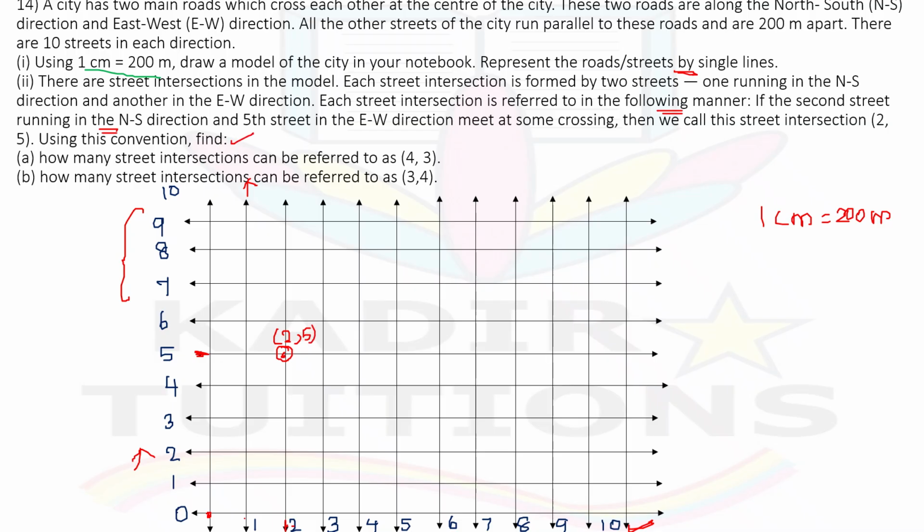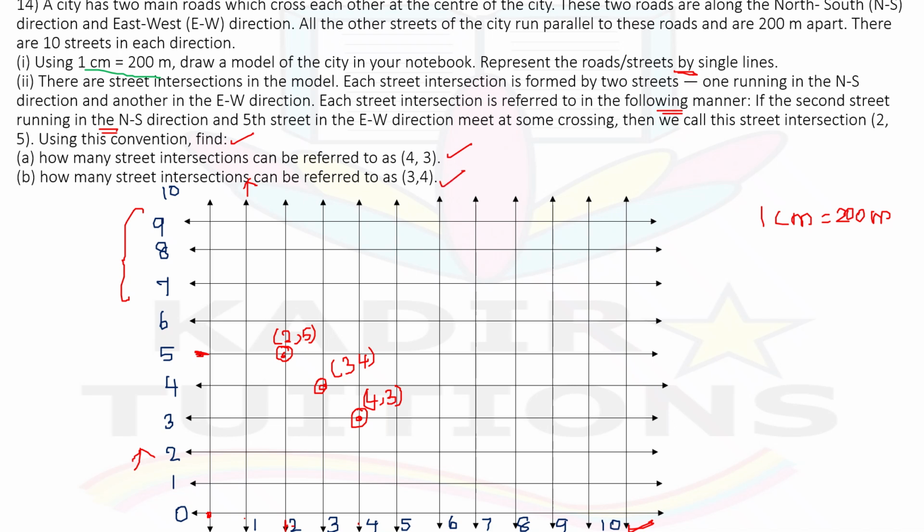Using this convention, we need to find how many street intersections can be referred to as 4 comma 3. So 4 means you have to take in the north south direction. So here 4, and what about 3 in the east west direction? So you will be getting 4 comma 3 over here, and then 3 comma 4, 3 and 4 is over here. So they are asking how many street intersections can be referred to as 4 comma 3 and how many can be referred to as 3 comma 4.